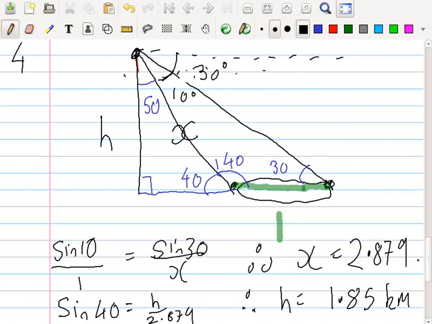Yeah, way off. 1.85. Well, someone else double check that on the calculator, please. Yeah, 1.85? Right, cool.